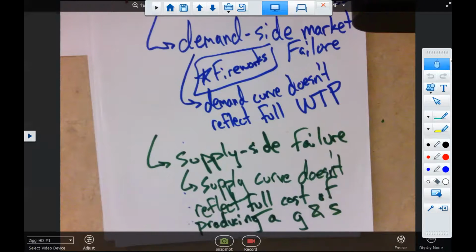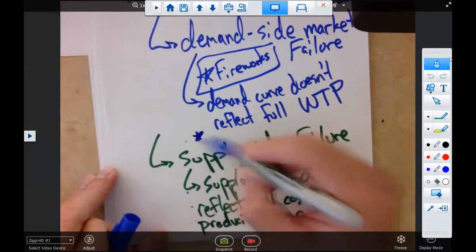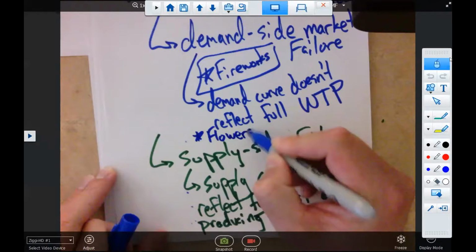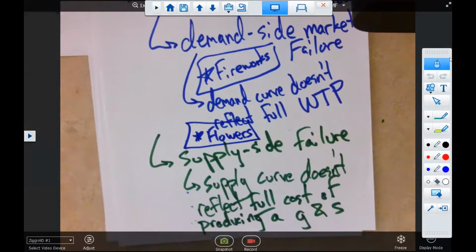So the other way we could think about it is flowers. As I'm walking or biking to school, I see all these flowers. They're pretty, they smell good. I get some utility out of the flowers, right? But I didn't pay anything for the flowers. Somebody else went and paid for the flowers, and then there is a positive externality in terms of other people who can enjoy the flowers. So the flowers are also non-excludable and non-rival. Does that make sense, everybody?